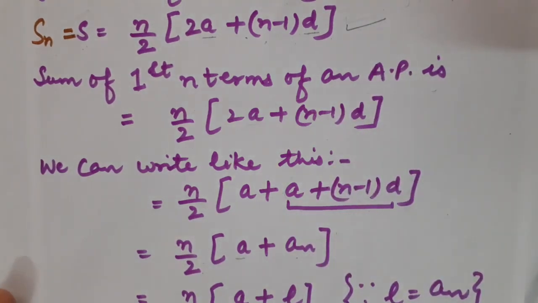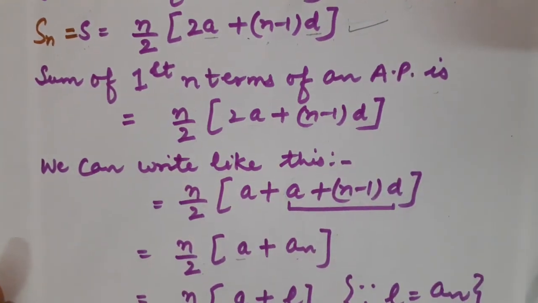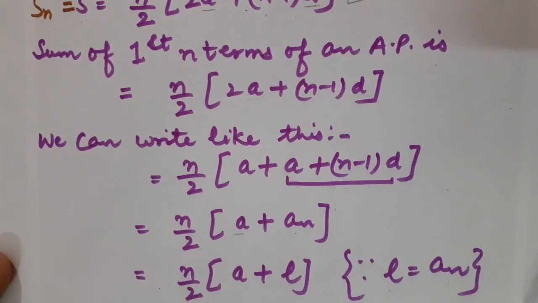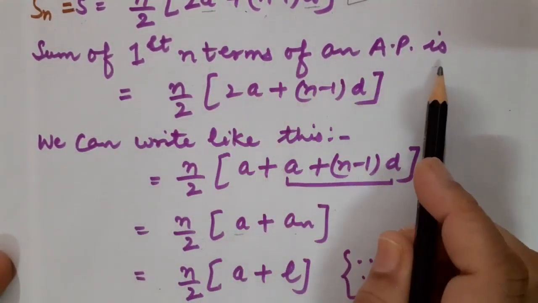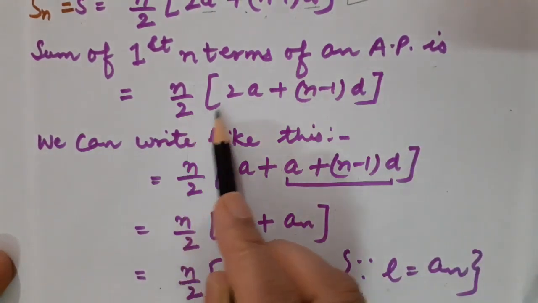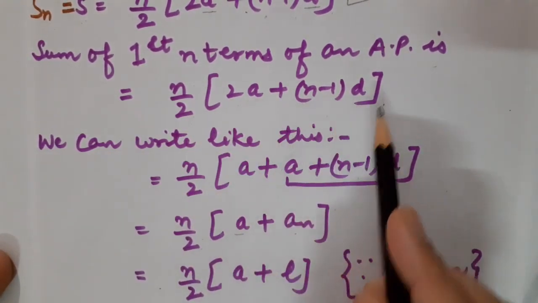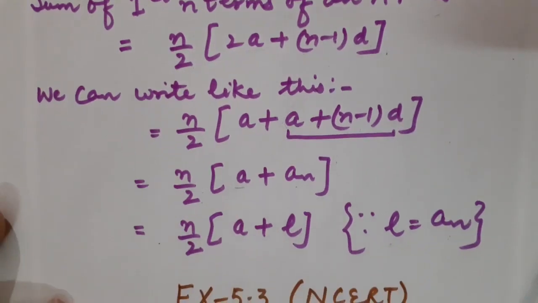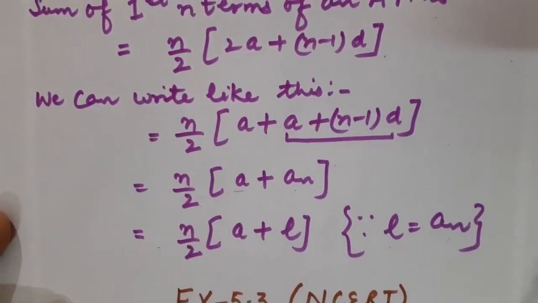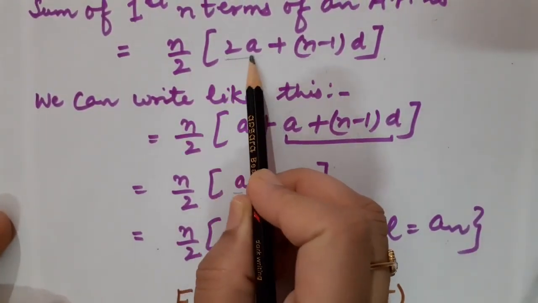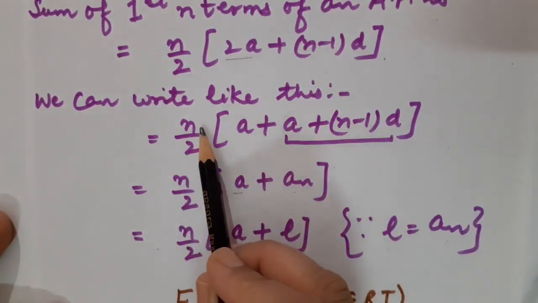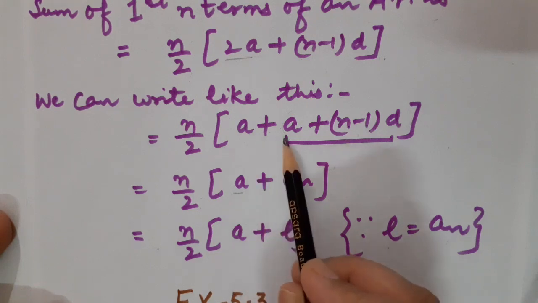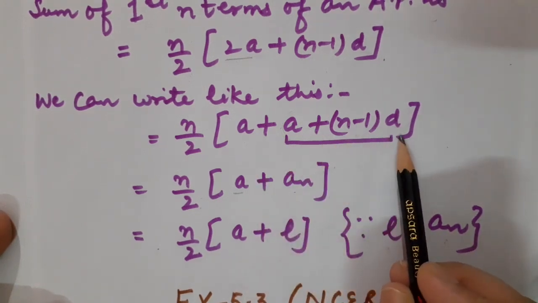Now after simplifying this formula, we got another formula also. Just have a look at another formula. How did we get that? Sum of first n terms of an AP is n by 2 into 2a plus n minus 1 into d. How can we write this another formula? Please be focused. Here I broke 2a into two parts, that is a plus a. So children, I wrote it as n by 2 into a plus a plus n minus 1 into d.